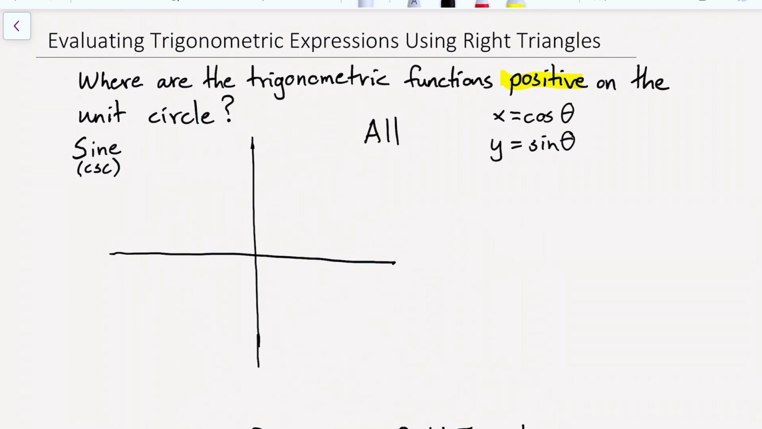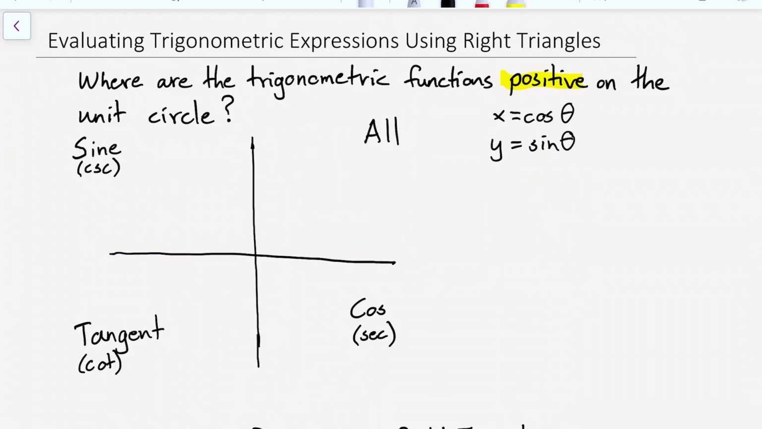In quadrant 3, sine and cosine are both negative. Because tangent is sine divided by cosine, tangent is positive in quadrant 3, and therefore cotangent as well. Finally, in quadrant 4, the x value is positive, so cosine is positive, and therefore secant is positive as well.